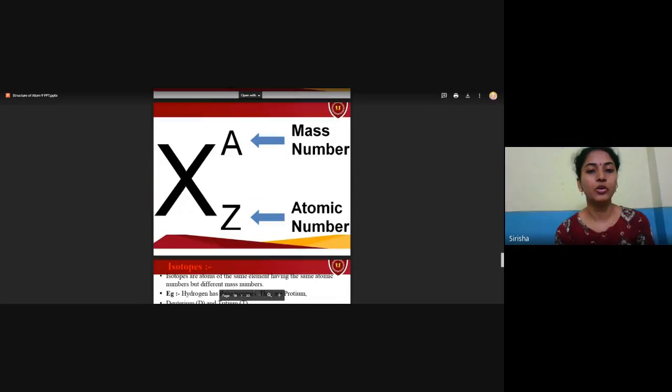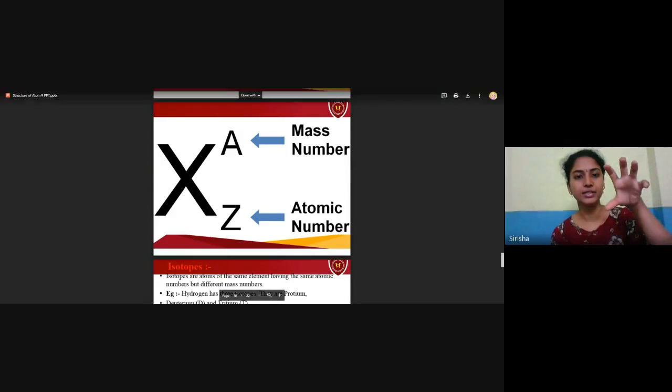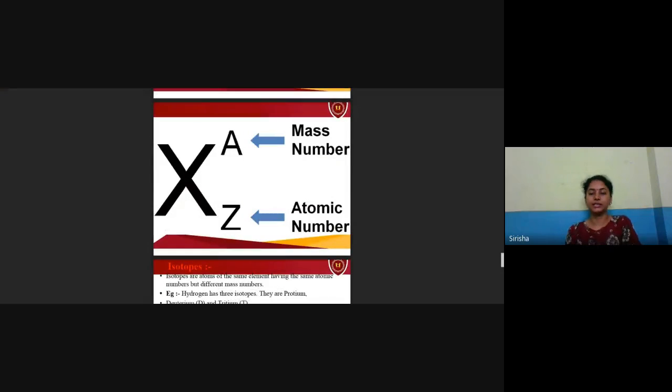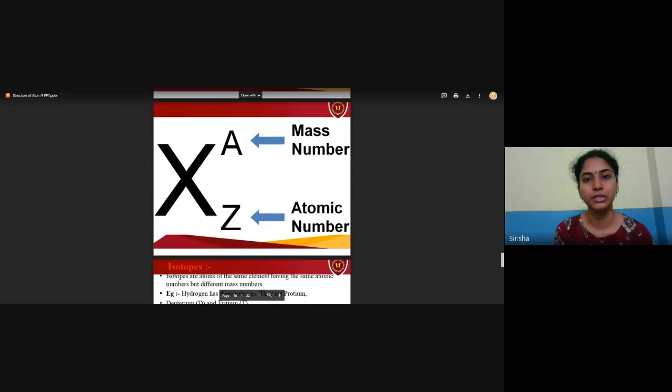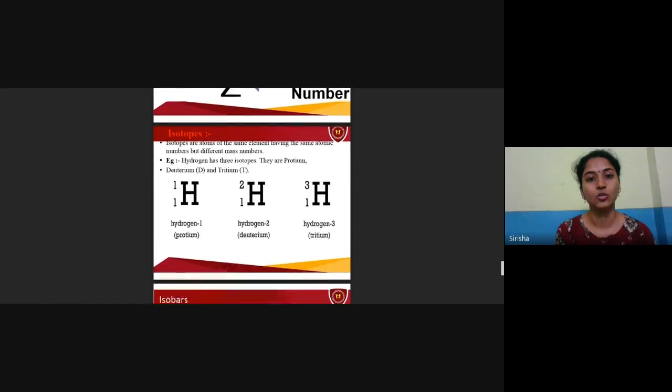See here, when you represent the atomic number and mass number, the atomic number is given as a subscript, whereas the mass number is given as a superscript, as shown in the figure. So what is atomic number? The number of protons present inside the nucleus, whereas the mass number is the number of protons as well as neutrons, that means totally nucleons. Next we shall see what are isotopes.